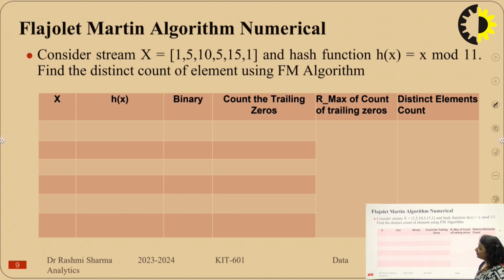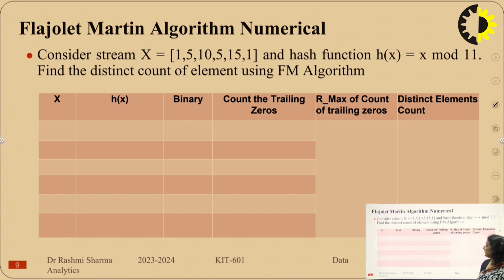I have the input stream. Here I have taken an input stream of 6 elements. It is a small one because I have to make this numerical handy. So the x values are 1, 5, 10, 5, 15 and 1, and the hash function is x mod 11. Here x takes the values 1, 5, 10, 5, 15, 1. Then I have to find out the number of distinct elements which this FM algorithm gives.